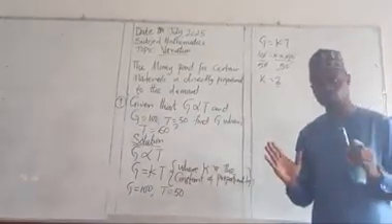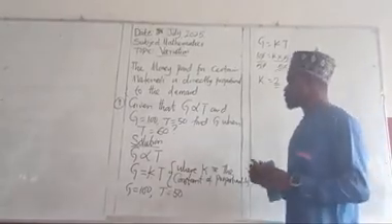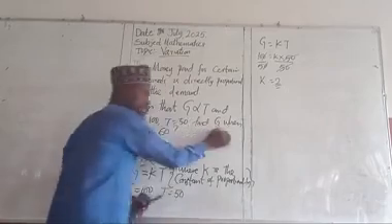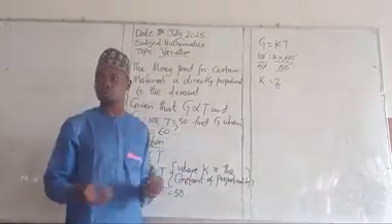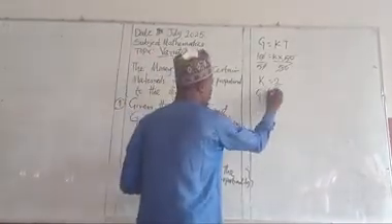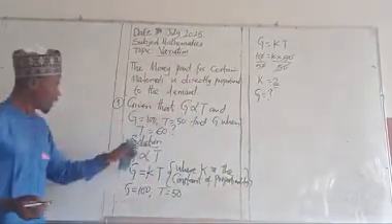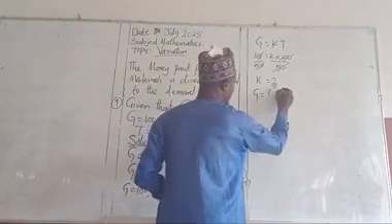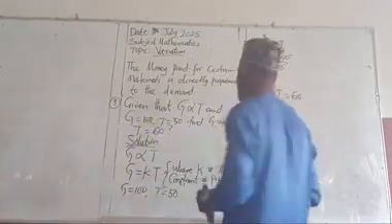2. Then after that, we have to find G, which means G is unknown. Find G when T is equal to 60.